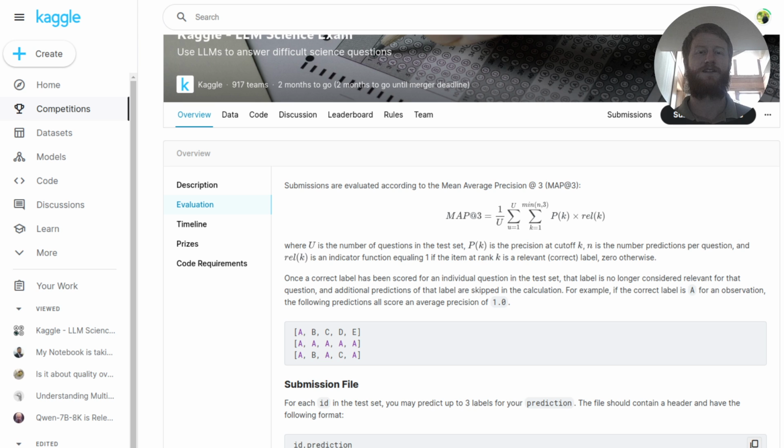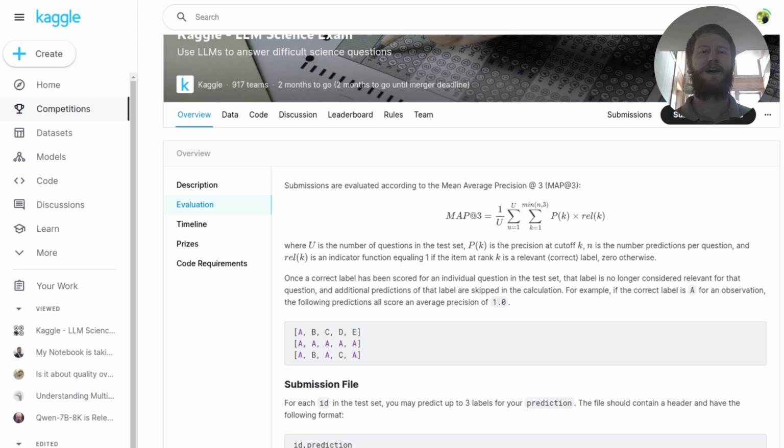And the way it's scored is that you get 1 point if your first guess is correct, you get half a point if the second one is correct, and you get a third of a point if the third one is correct. So this is mean average precision. It's kind of like rewarding you for getting the correct answer the first time, but allowing you 3 different guesses in case there's maybe some ambiguity or something.